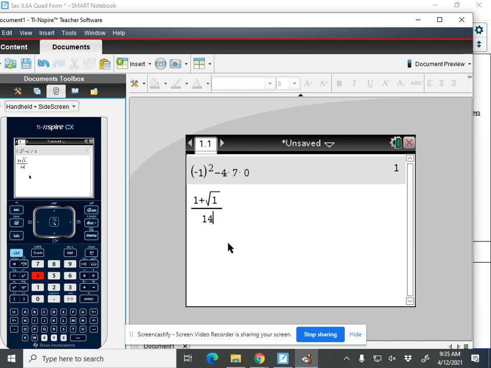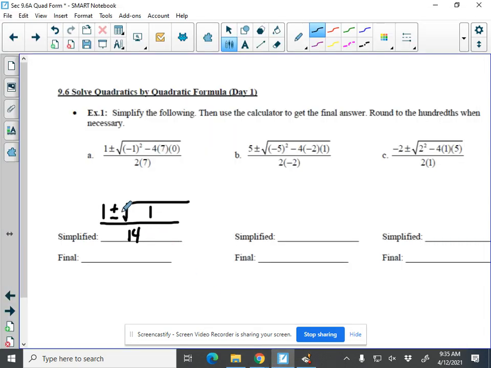So 1 plus 1 is 2. So this gets us 2 over 14. If you reduce 2 over 14, it gets you 1 over 7. Now, if you've typed that one, there's also a second answer. It says it's 1 minus the square root of 1.